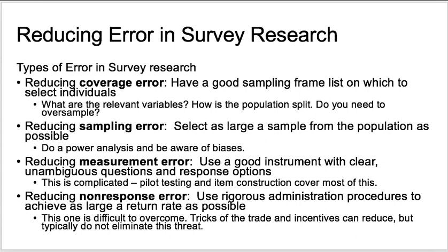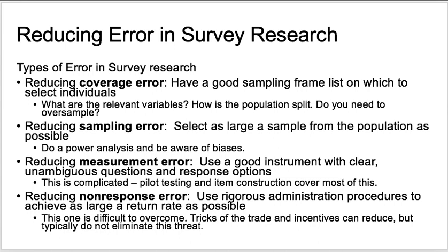And so if I want to reduce coverage error, I either need to reframe my research question to more directly represent who I actually have access to, or I need to get my hands on some additional contact information through which I can try to get people to participate.